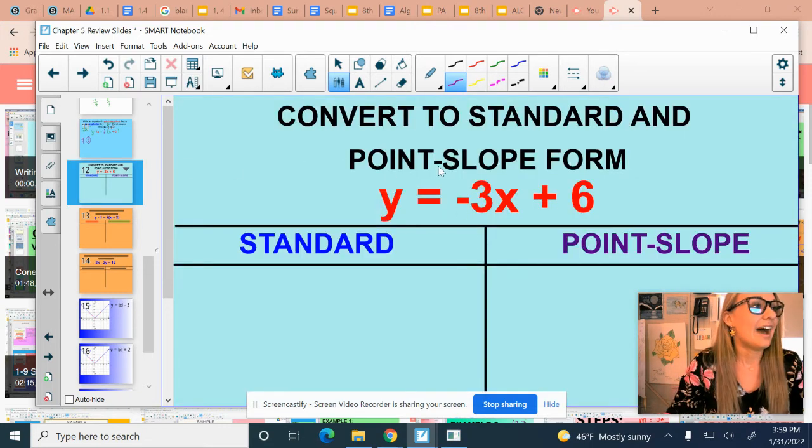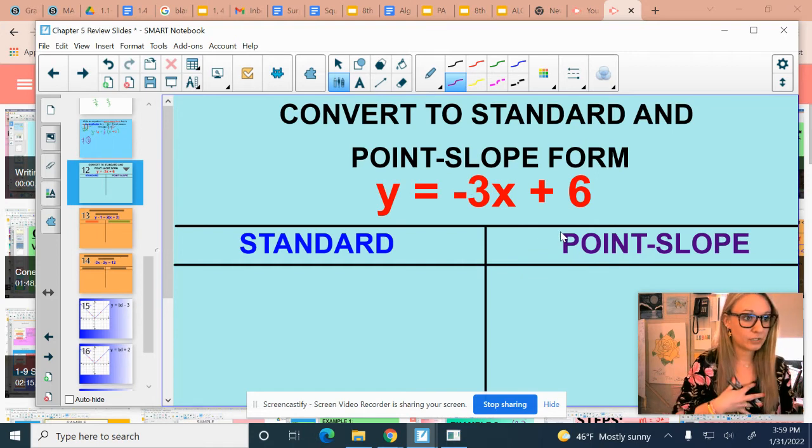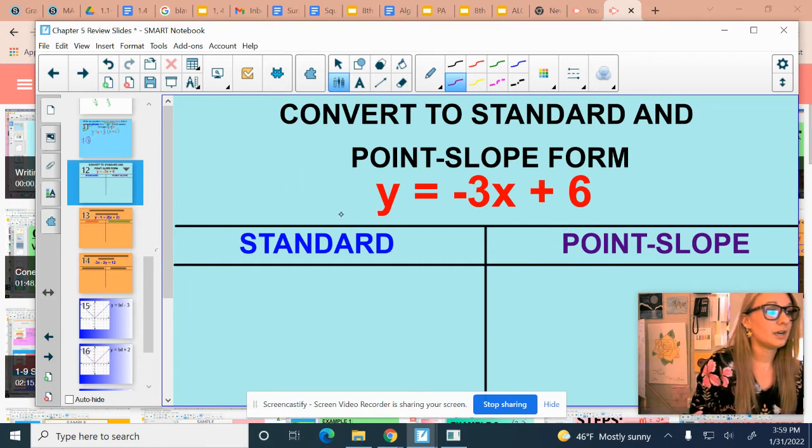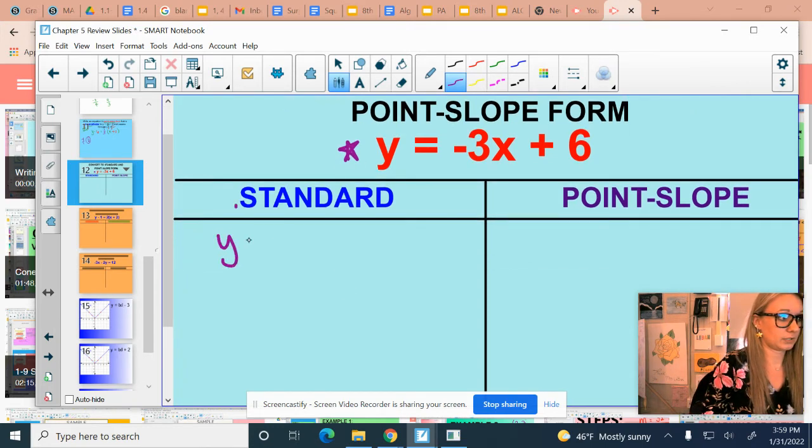Okay, now we are going into our linear function conversions. Now, I always do these in a specific order, but if you go in a different order, you do you. I do not care. So we're starting in slope-intercept, and we need to change to both standard and point slope. So let's do standard first.